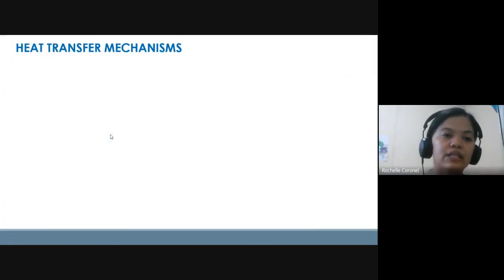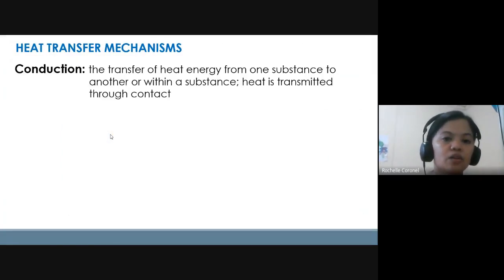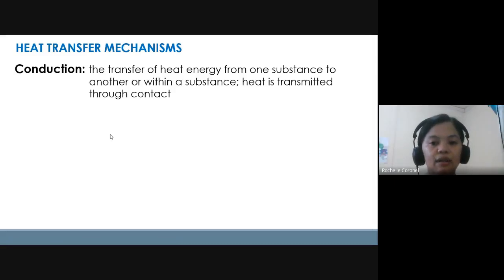So let's first define these heat transfer mechanisms. Conduction is the transfer of heat energy from one substance to another or within a substance. So there should be contact between these substances to transfer the heat. The closer the molecules of the substance, the higher the heat capacity or the conducting capacity of the substance.